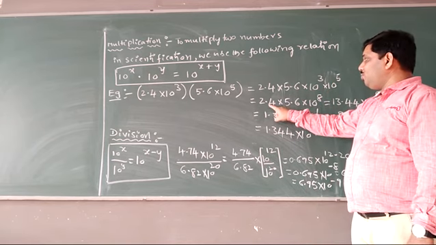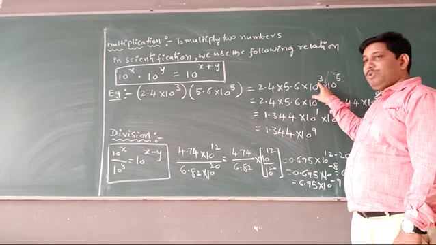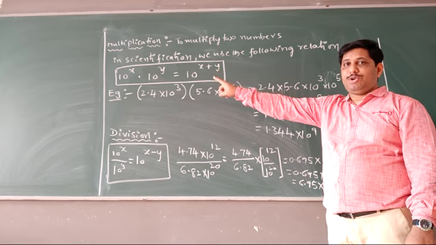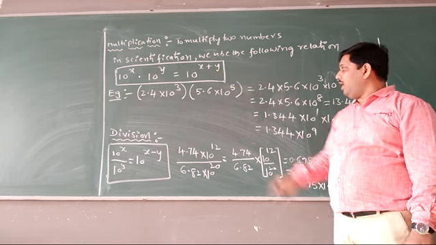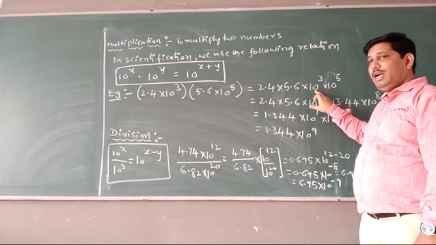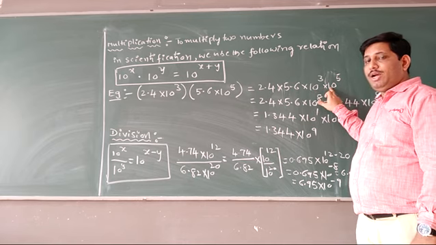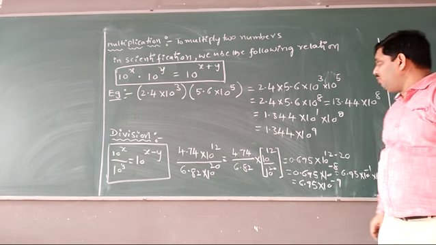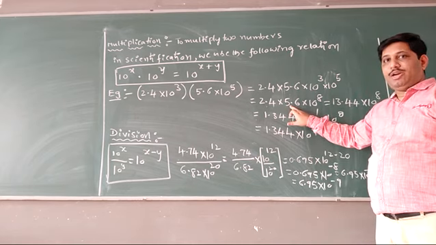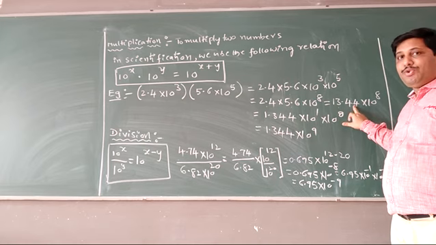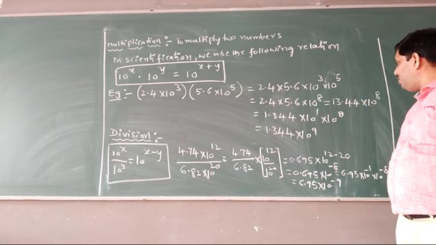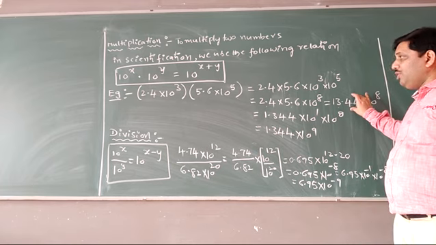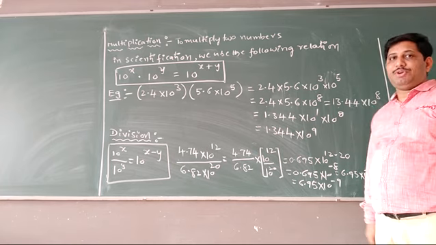We know, students, 2.4 into 5.6, 10 to the power of 3, 10 to the power of 5. According to the formula, 10 to the power of x into 10 to the power of y is equal to 10 to the power of x plus y. Here also, it is in the same form. 10 to the power of 3 into 10 to the power of 5 is 10 to the power of 3 plus 5, that is 10 to the power of 8. We know 2.4 into 5.6 equals 13.44. So 13.44 into 10 to the power of 8 is the answer of the multiplication of the two scientific notations.